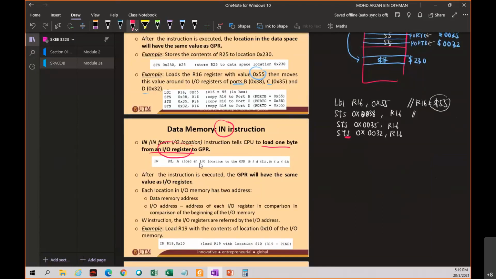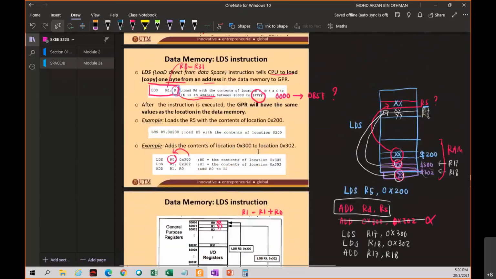Okay, as I mentioned earlier, each location in IO memory has two addresses. Satu is the data memory address, the second one is the IO address. Kalau data memory kita akan guna instruction seperti LDS, STS. Kalau IO address kita akan guna in dengan out instruction. In untuk ini similar to LDS lah. Out sama dengan STS, tapi kita guna address yang berbeza. So in instruction, the IO registers are referred by the IO address. Okay, macam yang saya tunjuk tadi.